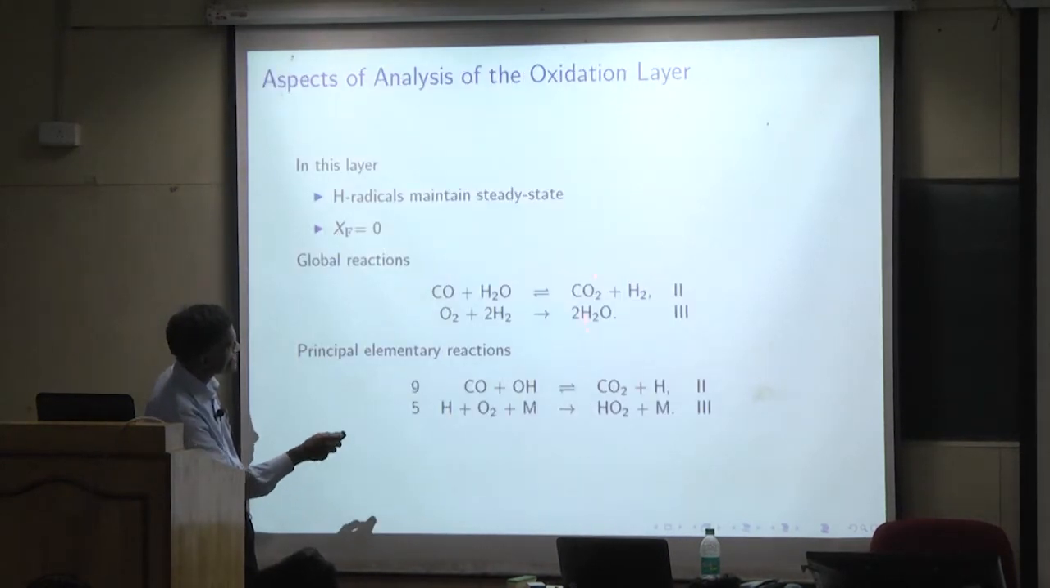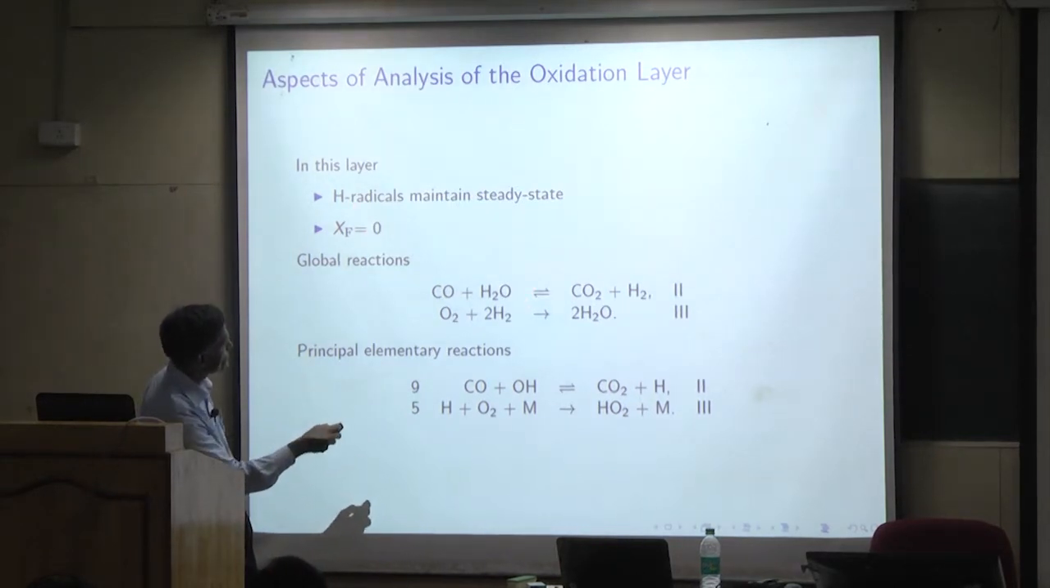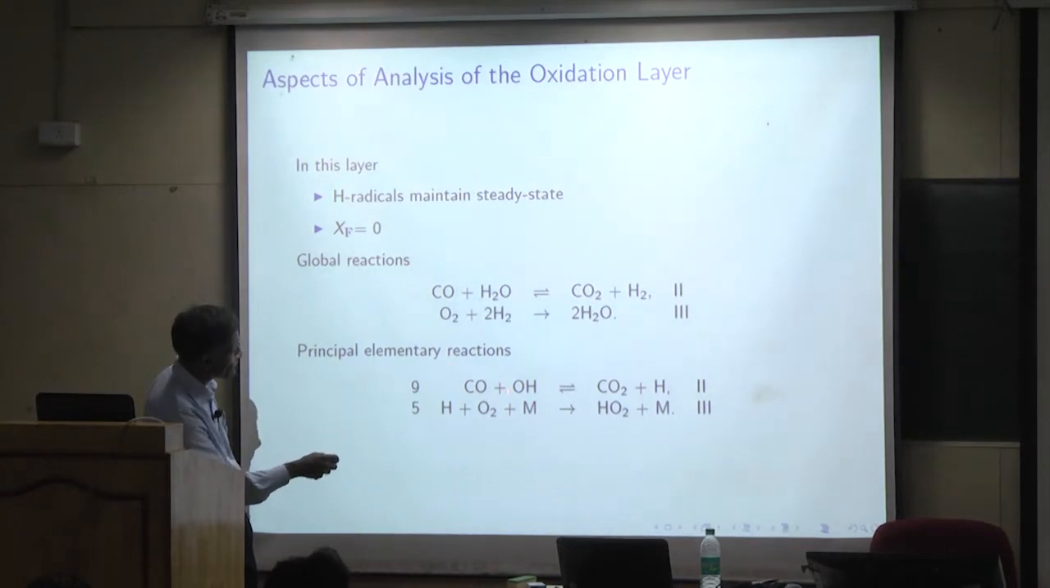Only two reactions govern the structure because we assume that XF is small and the H radical maintains steady state. These are the only two reactions that appear, and the rates of these equations are given by the rate expressions.